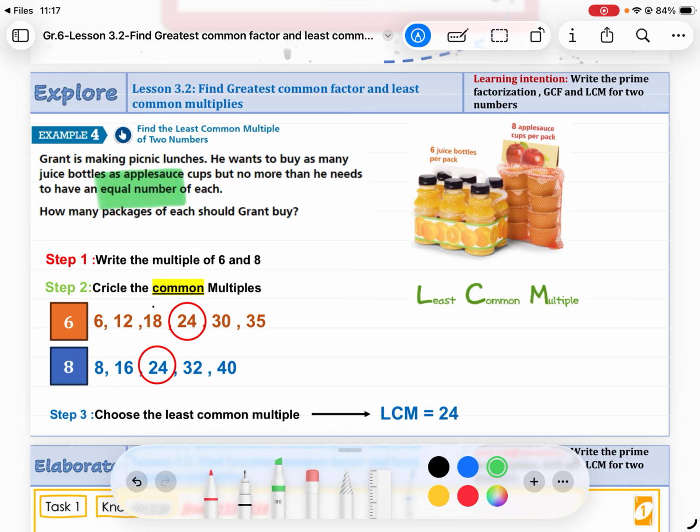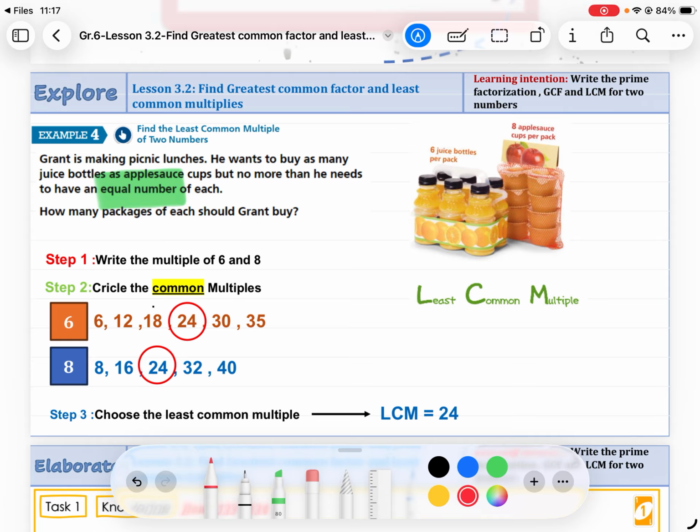Okay? Equal number of each, that means you should find the least common multiple. So, how we're going to do that? Two easy steps. Number one, you will write the multiples of 6 and 8. The multiples of 6. By multiples, we mean the times table. Okay, guys, the multiplication table. So just skip count by 6. So we start 6, 12, 18, 24, 30, 36, and so on.